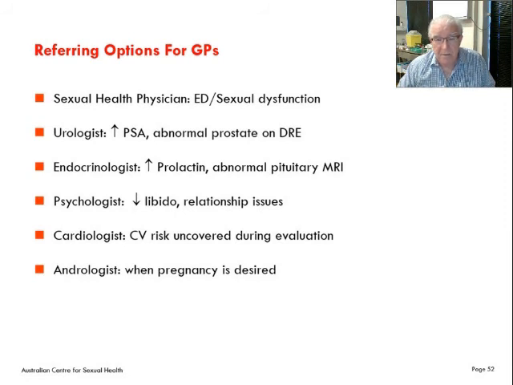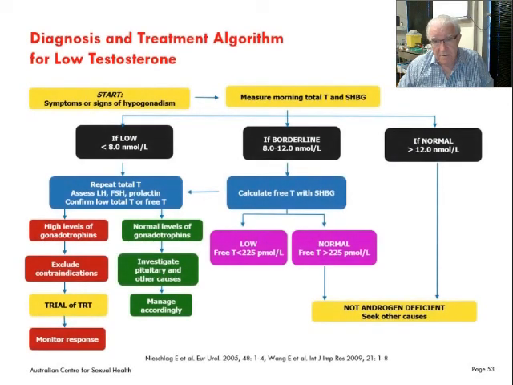Psychologists have a key role as part of an integrated treatment program for patients with hypoactive sexual desire or relationship difficulties. Refer to a cardiologist for patients who we regard as having a higher risk of cardiovascular disease, to have an exercise ECG and perhaps a CT calcium score performed. And if pregnancy is required and the patient is either sub-fertile or infertile, refer them to an andrologist. There are a number of different algorithms, and this is quite a nice one from Nieschlag, which looks at the way patients are managed based on their investigations.